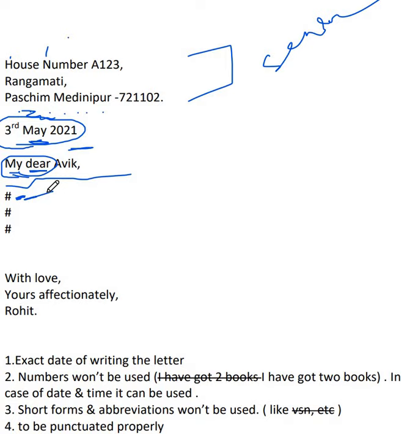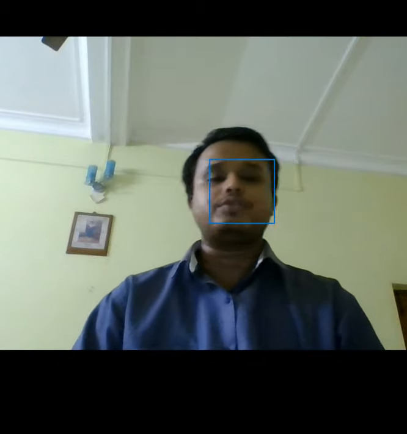Whatever topic is given to you in your question paper, the very first line will establish a link between what you are writing and what is given in your question. And then the second paragraph. When you are writing these three paragraphs, you have to remember that they should contain three different aspects of the topic which is given.